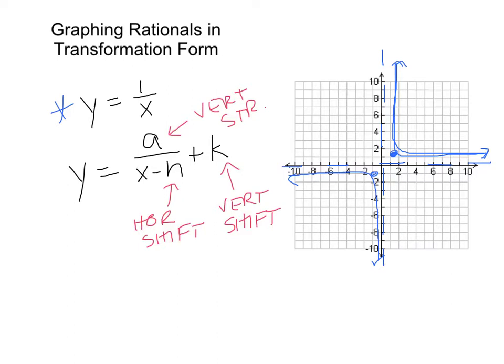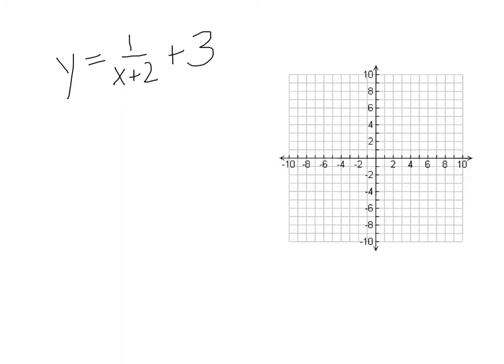When we stretch it, it changes it by a magnitude of that much. When we shift it, it shifts the asymptotes around. So let's look at an example to understand what that means. Here we have the rational y equals 1 over x plus 2 plus 3. The fact that this is a 1 shows that there's no vertical stretch or compression. This is a plus 2, which means it's a horizontal shift to the left 2, because h is always opposite. And this 3 tells us that I have a vertical shift up 3.